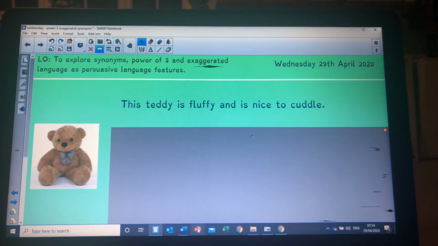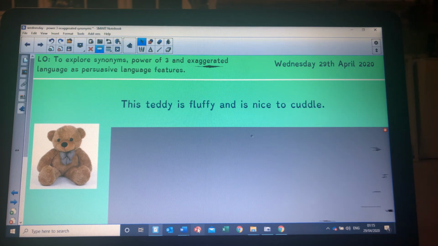Okay, I'm going to sell you something now. Let's see how we go. So right here, I've got a picture of a teddy and I've got a sentence that's going to sell you the teddy. It's going to make you want the teddy. This teddy is fluffy and it is nice to cuddle. Have I sold it? It's not a bad description.